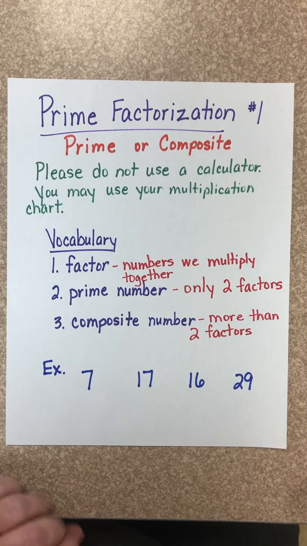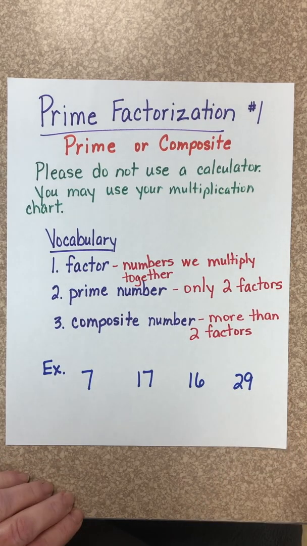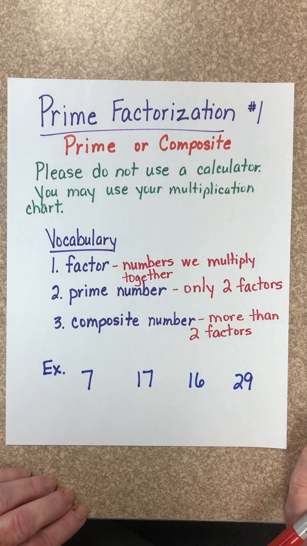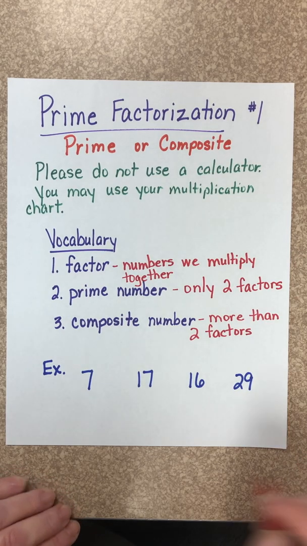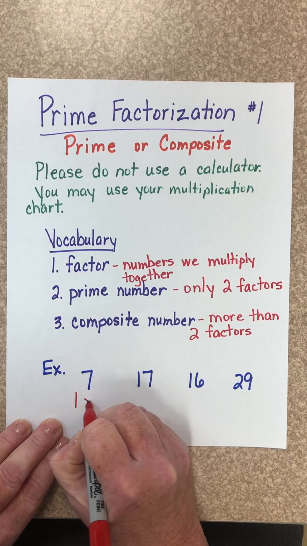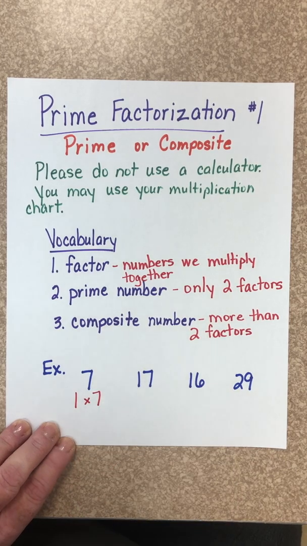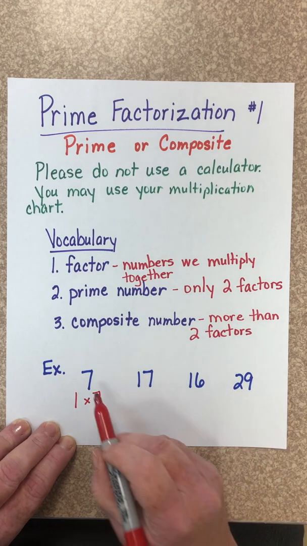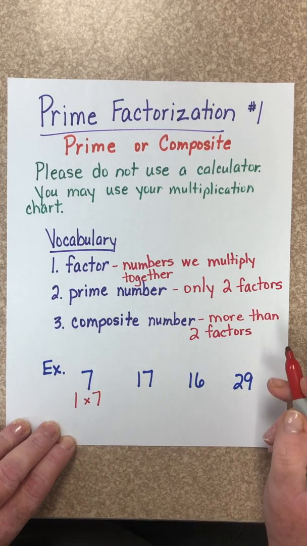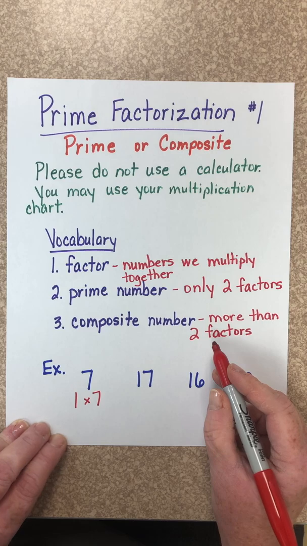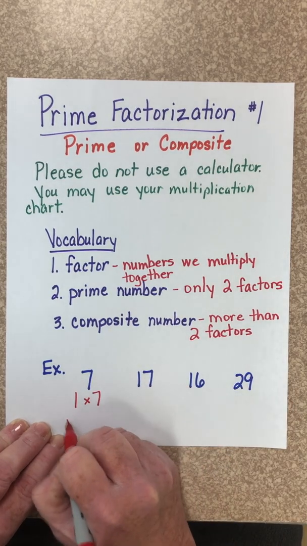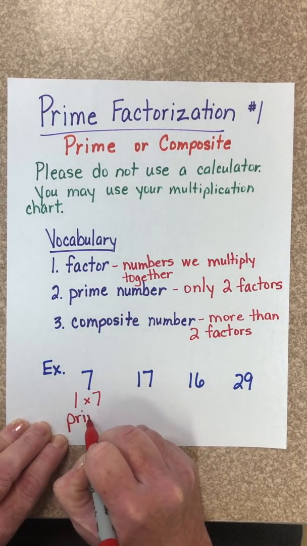Let's look at a few examples. Let's start with 7. What do we times together to get 7? Well, that's 1 times 7. Do we have any other factors that we could multiply together to get 7 other than 1 times 7? Well, the answer is no. That means that 7 is a prime number.